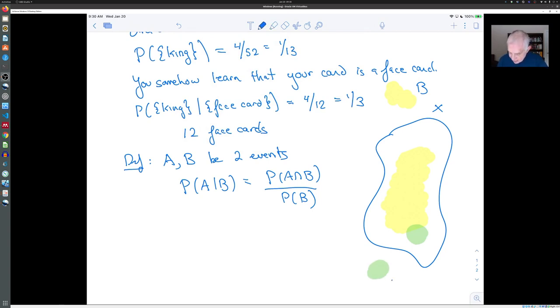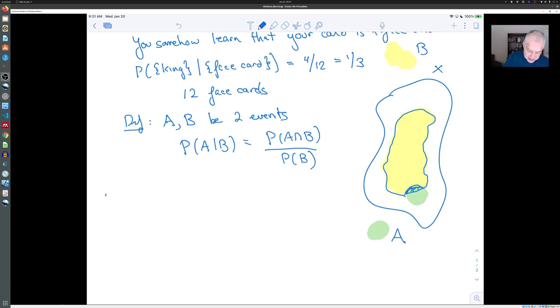So in my example above, the kings were included entirely within the face cards, but that doesn't have to be the case. And what the conditional probability asks is, if you look at the piece of A inside the big event B, how likely is this A region to occur out of the total mass of B events? And that's what conditional probability measures.